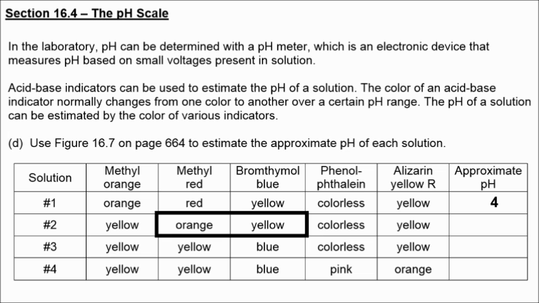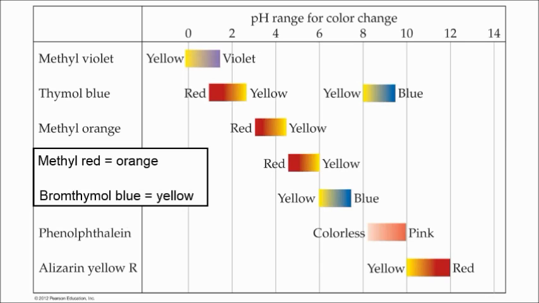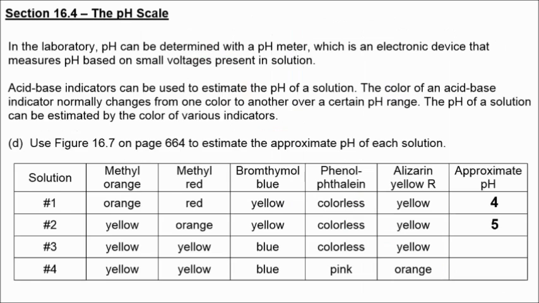In solution 2, I highlight that methyl red is orange and bromthymol blue is yellow. So if methyl red is orange, the pH is approximately 5, and you can see bromthymol blue would be yellow at that particular pH. So solution 2 has a pH of around 5.